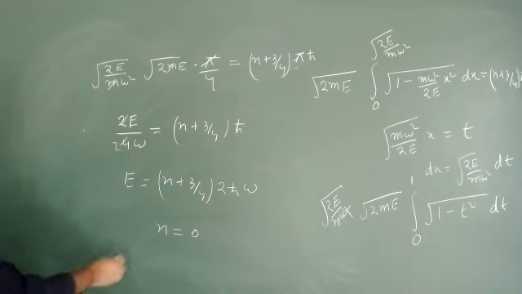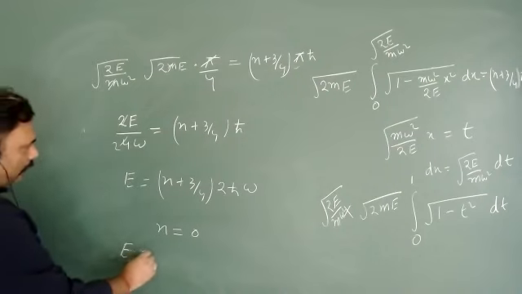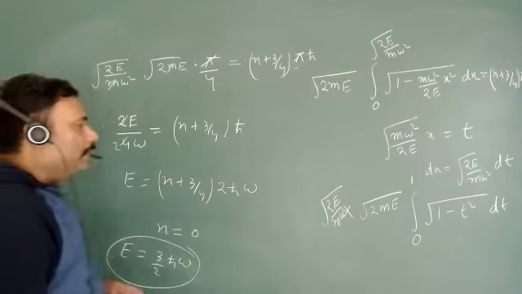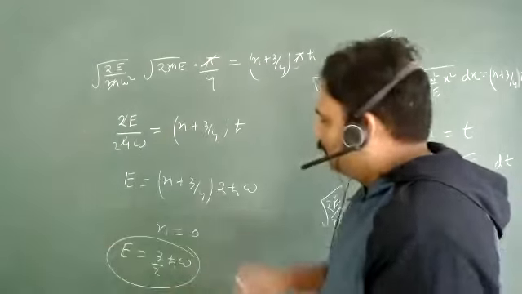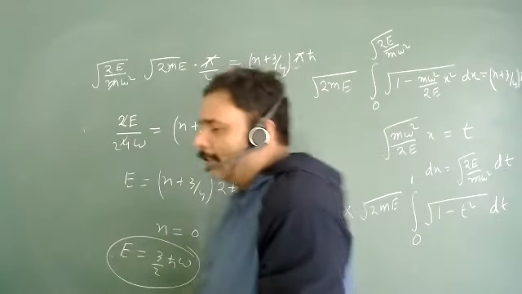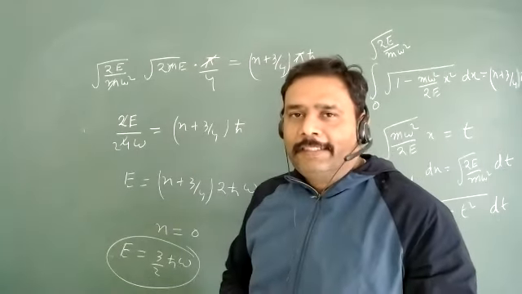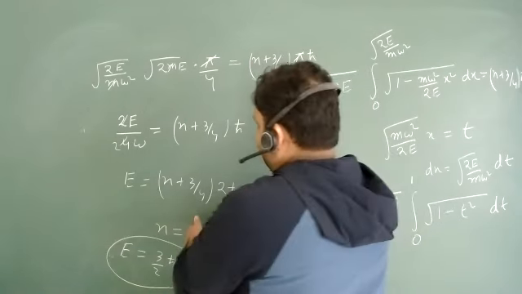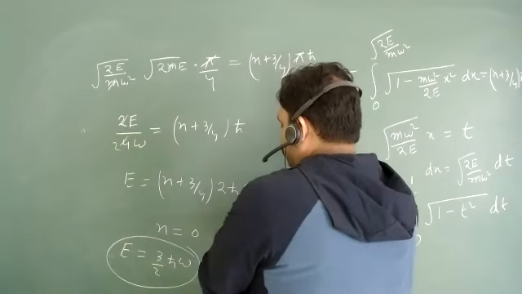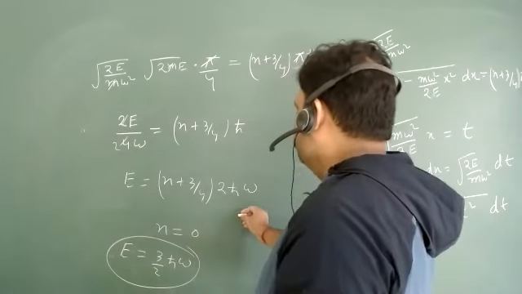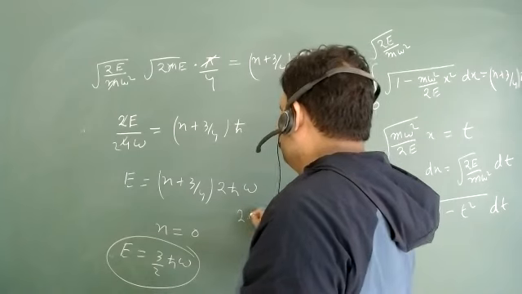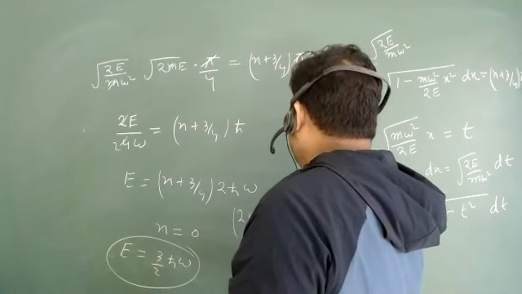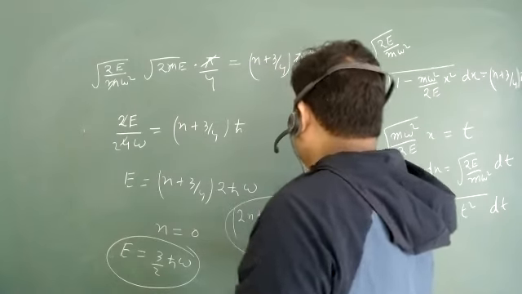E is equal to 3 by 2 h cut omega, isn't it? That is the same answer we are getting, no? The ground state is exactly 3 by 2 h cut omega for our harmonic oscillator, isn't it? Yes, sir. But here your value of n is 0, 1, 2, 3 and so on. You can write it in a much better way. So this is (2n plus 3) by 2 h cut omega. Okay, so this is your answer.